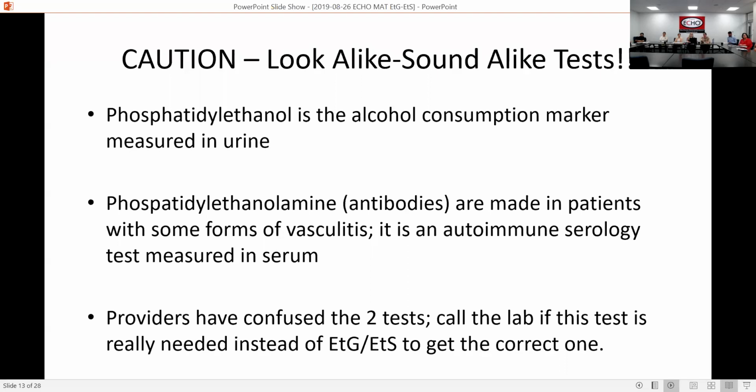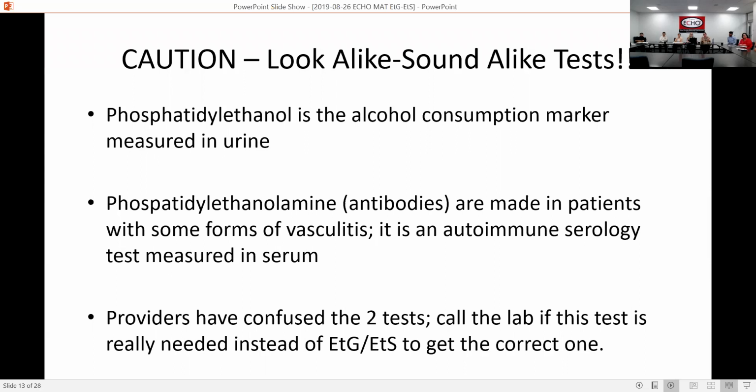Phosphatidyl ethanol, like I said, is your alcohol consumption marker measured in urine, but there is a serum test called phosphatidyl ethanolamine antibodies, and this is for a vasculitis workup. So if you ever need a phosphatidyl ethanol test for any particular reason, please call and ask the lab for help in identifying the correct test. I won't try to say you have to do EtG, EtS if you feel like you need the other one, but please let me help you get the right one if you do need this one.